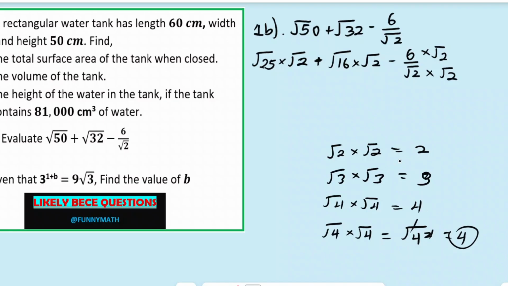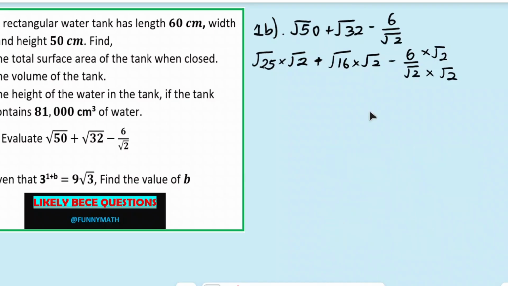So anytime you multiply the root of a number by itself, you get the number without the radical sign or without the root sign. You have to take note of that because it's going to be very, very important in most of the questions that we solve. Let's continue. We have the root of 25. 25 is a perfect square. And the root of 25 is going to be 5 because 5 times 5 is 25. Now times the root of 2. 2 is a prime number, so we cannot simplify. So we're going to get 5 times the root of 2.